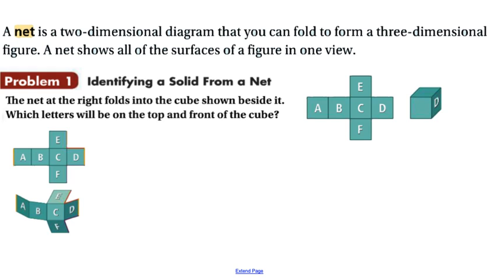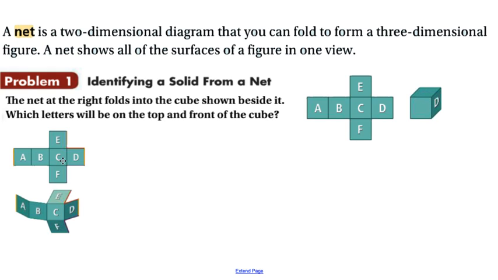Our first problem, we have a cube right here, and this two-dimensional flat-looking diagram is called the net of the three-dimensional cube. So the question asks us which letters will be on the top and on the front of the cube. So we have letter D right here on the right side. So what letter is going to be on the top and what letter will be on the front?